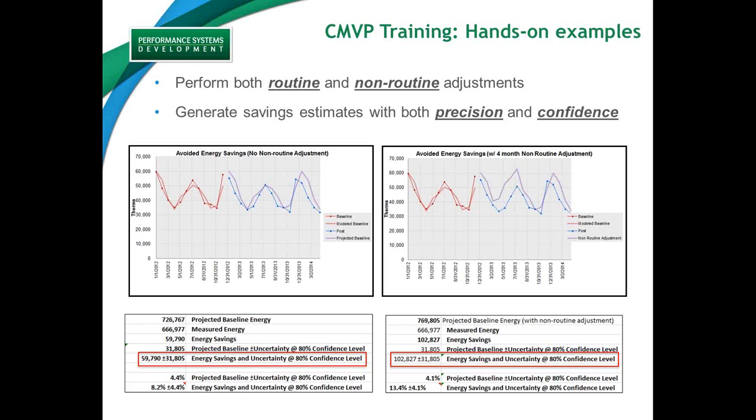If you look to the chart on the right, we see a little bit of a different view of this, because there was what was called a non-routine adjustment made during month 4. And that non-routine adjustment resulted in more savings being generated.